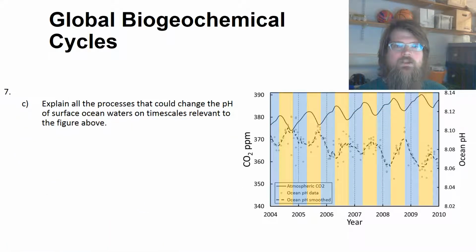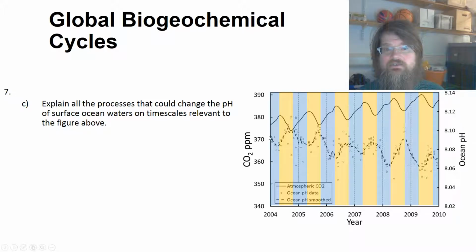Okay, so the next part of the question was asking about what are the processes that could change the pH of the surface waters on timescales relative to the figure above. So really looking at the figure over here, we're basically asking, what is causing this variability in the pH of the ocean? And we've got 2 things to consider here.